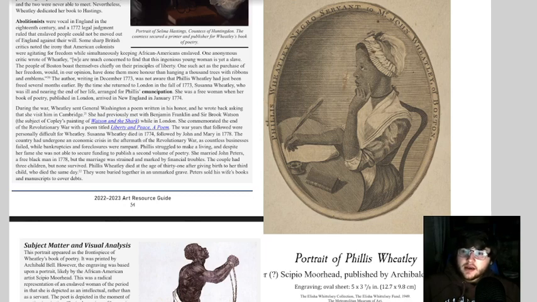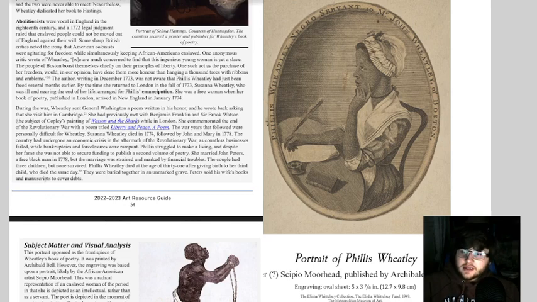The country had undergone an economic crisis in the aftermath of the Revolutionary War, as countless businesses failed, while bankruptcies and foreclosures were rampant. Phillis struggled to make a living, and despite her fame, she was not able to secure funding to publish a second volume of poetry. She married John Peters, a free black man, in 1778, but the marriage was strained and marked by financial troubles. The couple had 3 children, but none survive.